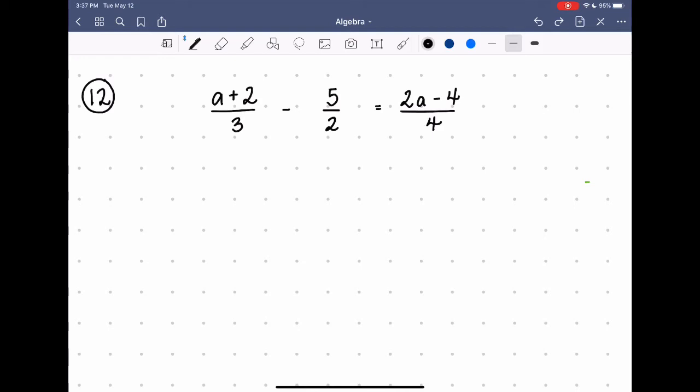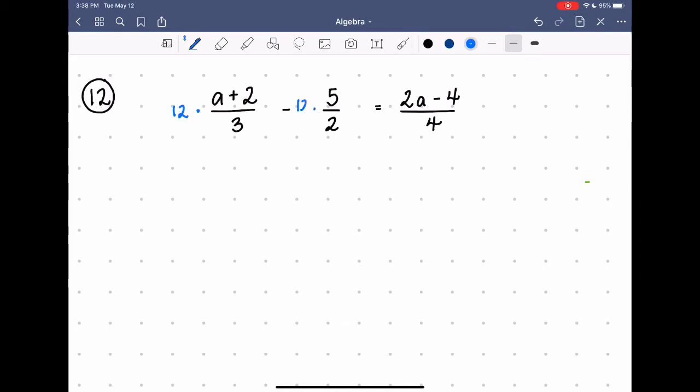Okay, so to deal with number 12, I have 3 different terms that all have a number in the denominator, and I want to get rid of these denominators. The easiest way for me to get rid of all these denominators is for me to multiply every single term by the least common multiple. So 3, 2, and 4 have a least common multiple of 12. So I'm going to multiply every single term by 12.